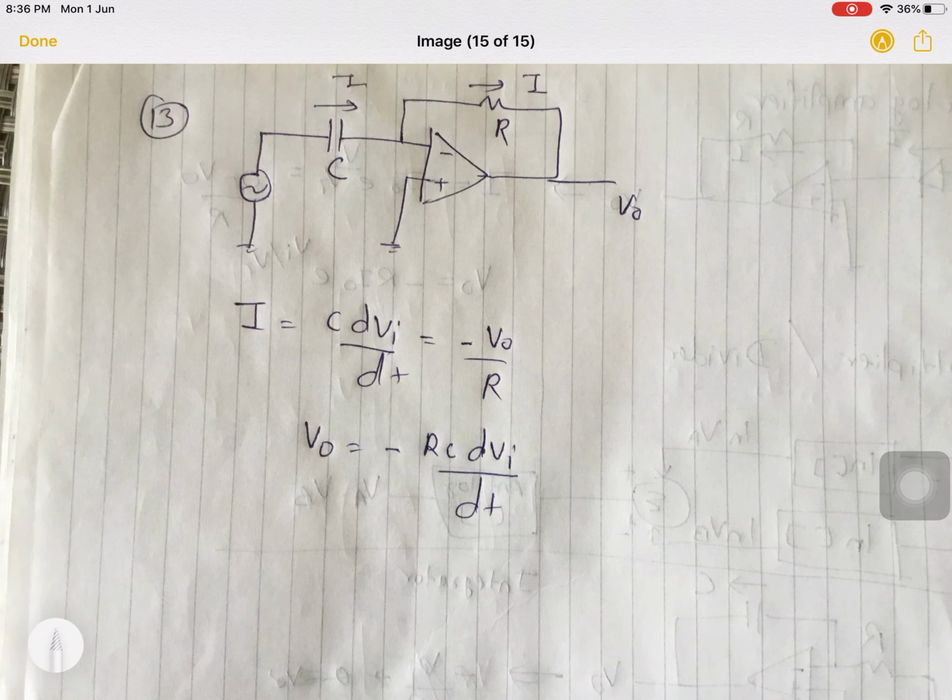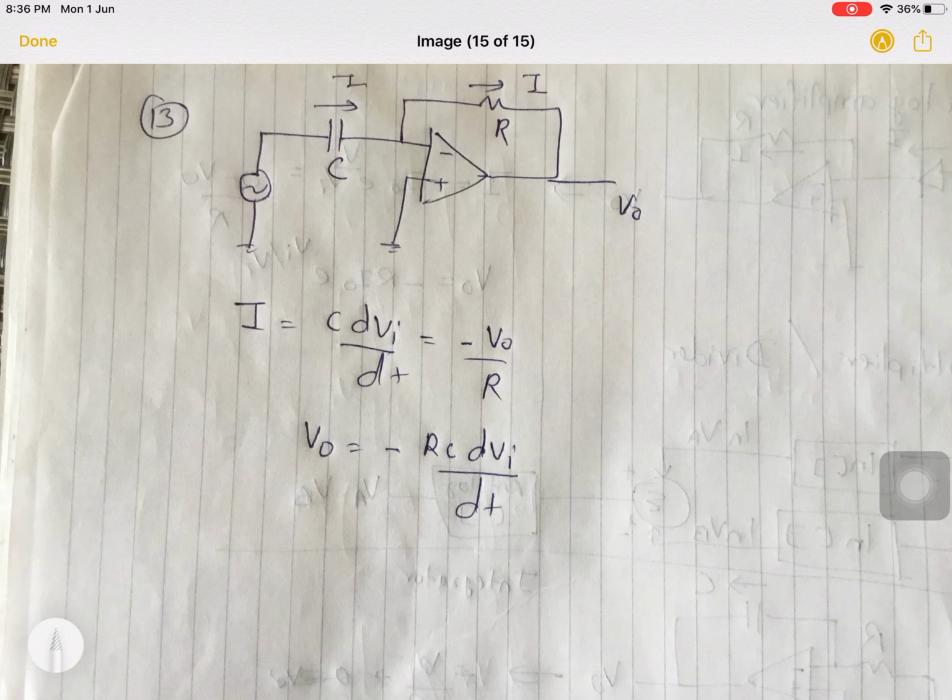Now one more, the last, is the differentiator. In the differentiator, we just replace the positions of R and C. Here we apply virtual ground, and I equals C dVi by dt, which equals minus V naught by R, which in turn gives V naught equals minus RC dVi by dt. With this, we have completed the linear applications of op-amp.